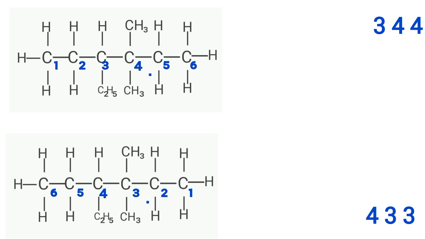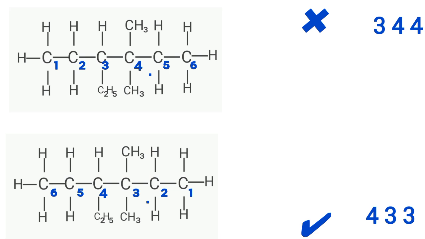Now, which numbering do you think will give us a lower number for the substituent? Looking at the first structure, we have 3, 4, 4. If we add that together, we have 11. The second structure, we have 4, 3, 3. If we add that together, we have 10. 10 is lesser than 11, so the second structure will give us a lower number for the substituent. So the second structure is correct, while the first is wrong.